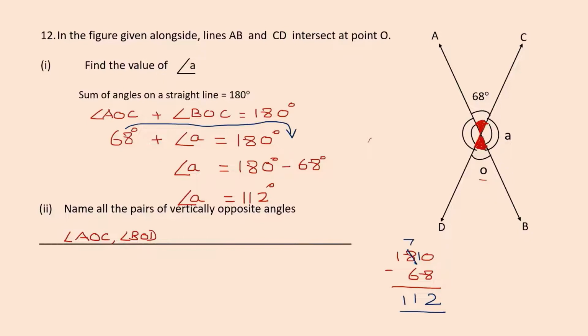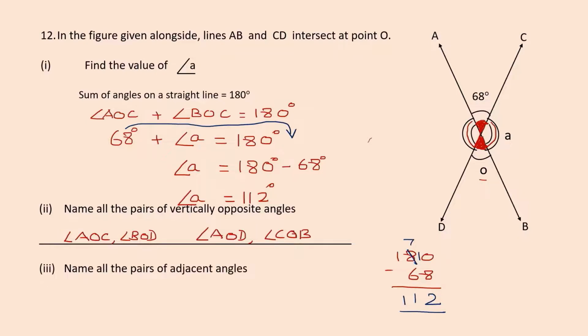Now, if you see angle A and what is opposite that, this angle, these are two vertically opposite angles also. So what are those? COB and AOD. So the second pair is angle AOD and angle COB. So here we have two pairs of vertically opposite angles.